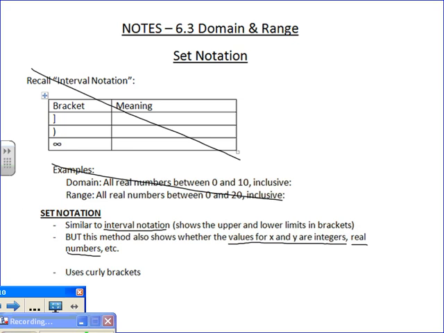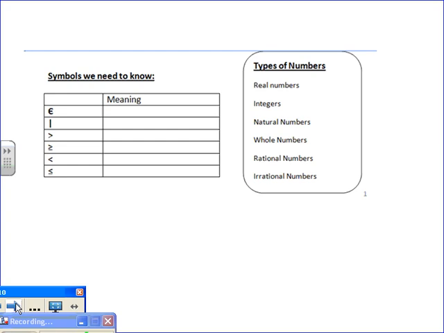This is the best method for domain and range because it gives the most information. And it's the one you're going to use in Math 11 and Math 12 as well. We use curly brackets for set notation, just like we did for a list. So curly brackets look like this. That represents a set. Before we do some examples, let's define a few terms that we need to know. Here are some symbols that we need to know.